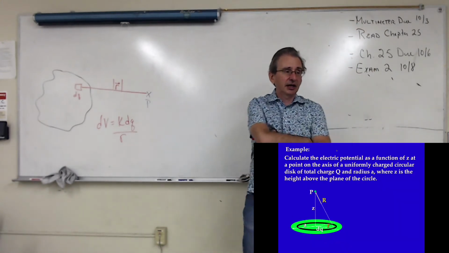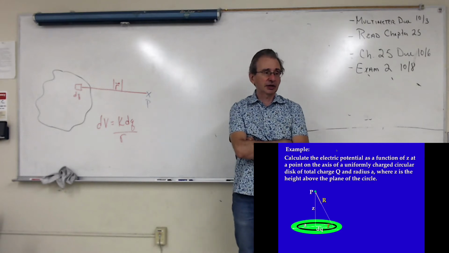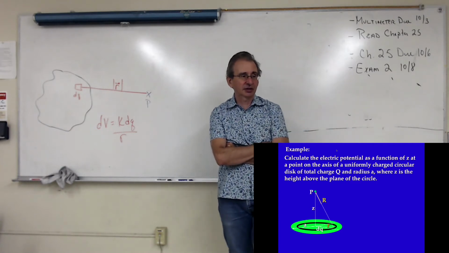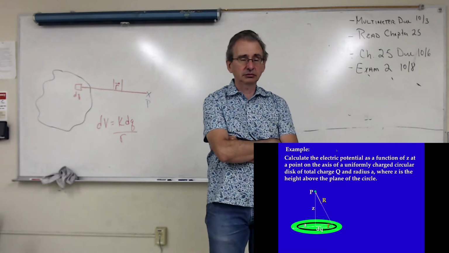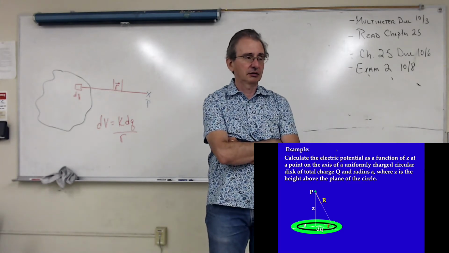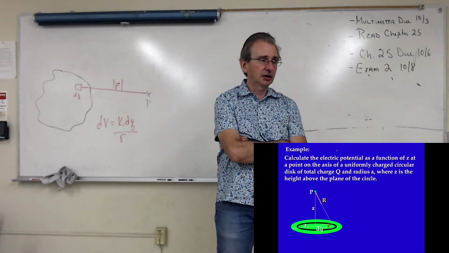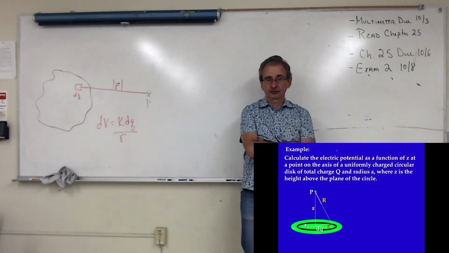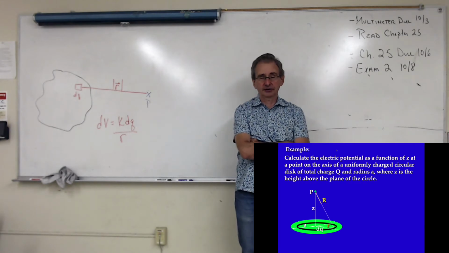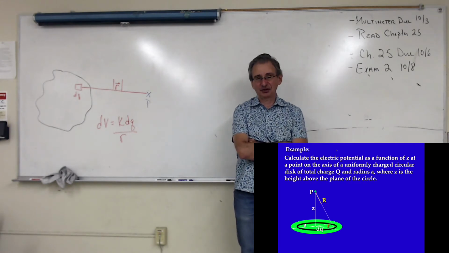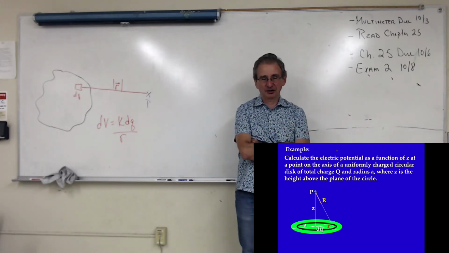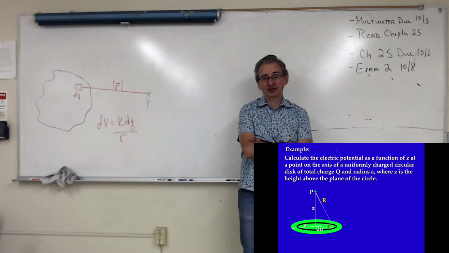So I want to calculate the electric potential as a function of z for a uniformly charged disk that has total charge Q and radius a, where z is the height above the plane of the circle. Okay, I want to calculate this. The ring is actually very easy to do. I'm not doing the ring, the uniformly charged ring. Let's do this.